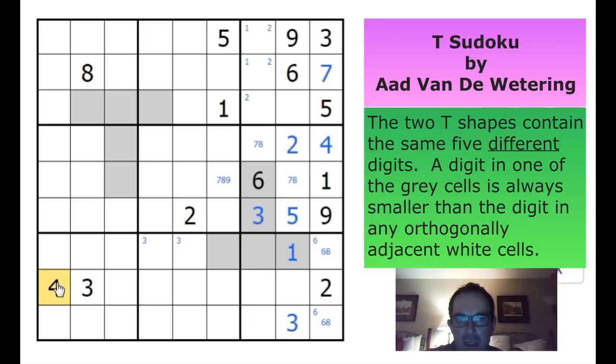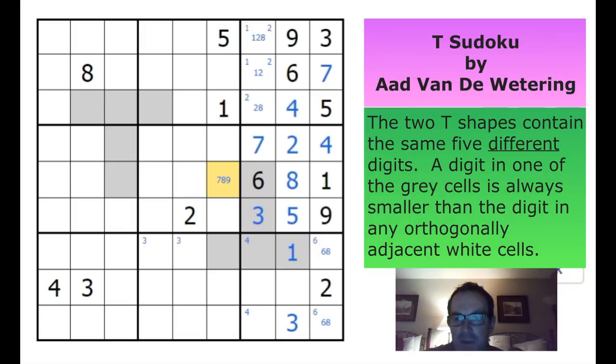And the 4 here means there must be a 4 in one of these 2 squares, which means this is a 4. And now we know this triple is 1, 2, and 8 in some order. We just don't quite know what the order is, but we can tidy up a couple of the pencil marks there. And because there's an 8 in one of these 3 squares, this square must be a 7.